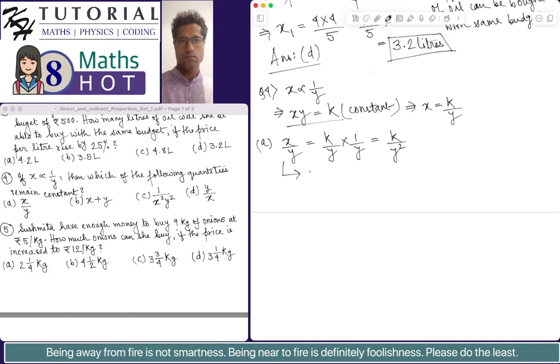So this cannot be expressed independent of x and y. So this implies x by y is not a constant. So definitely this is not the correct choice. Let's see the choice B.